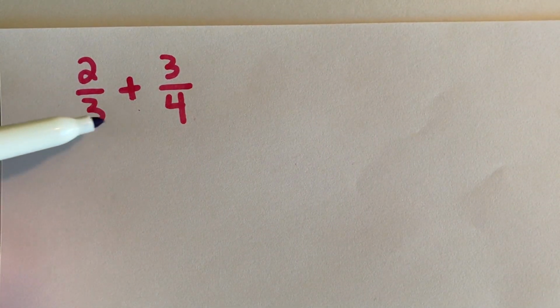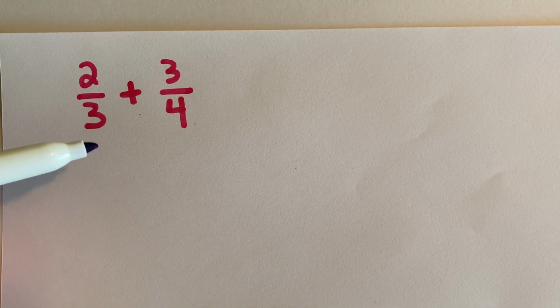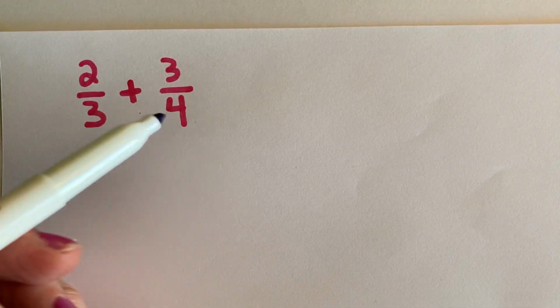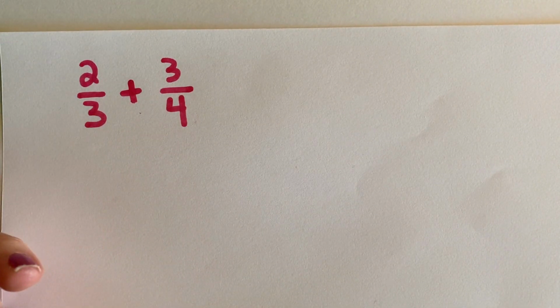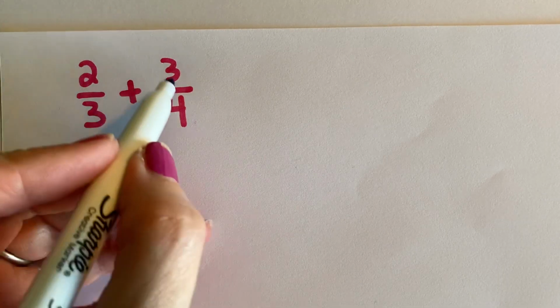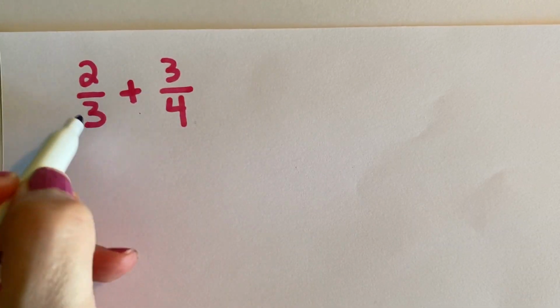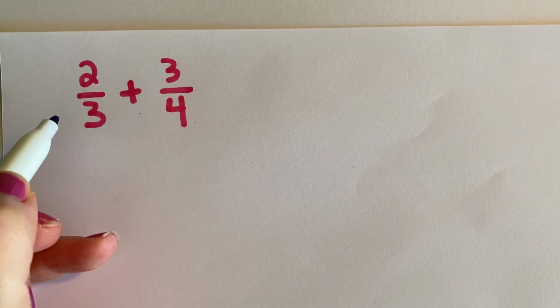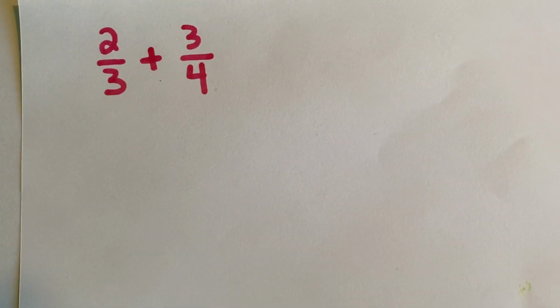Now, the thing about adding fractions that you probably remember is that you cannot add two fractions unless they have a common denominator. A denominator, or the bottom of the fraction, that is the same. So let's set this up the way I like to write it.